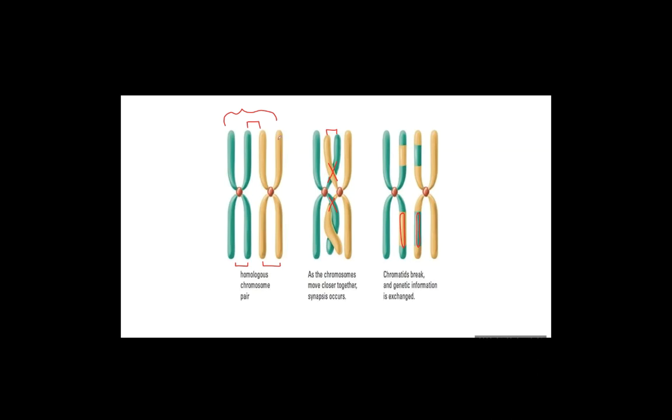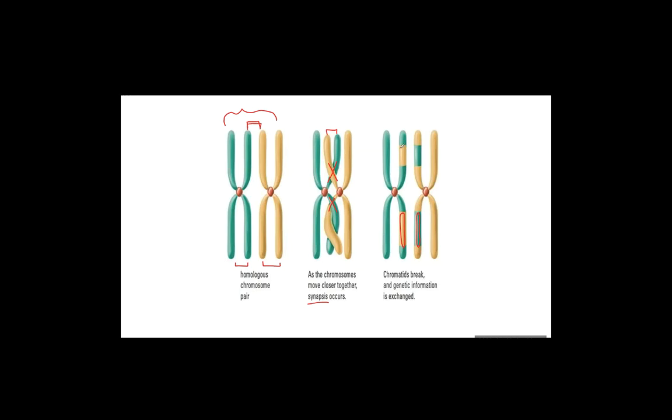So this crossover occurs between non-sister chromatids of a pair of homologous chromosomes. Even though it occurs between homologous chromosomes, it should be between non-sister chromatids, not within sister chromatids. One more time, in synapsis, homologous chromosomes loosely pair up, aligned gene by gene.